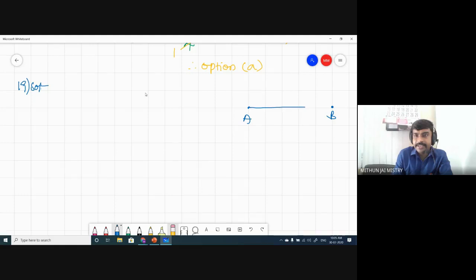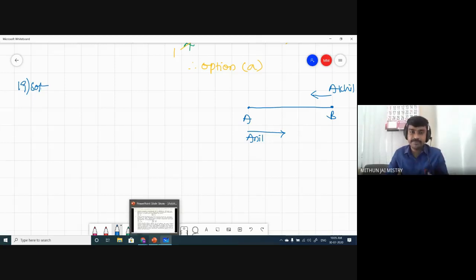There is a certain distance from A to B. Anil is traveling from A to B, and Akhil is another boy who started from B and is traveling towards A. So this direction will tell you that Anil started from A and is going towards B, and Akhil started from B and is coming towards A. That's what I understood from the first sentence.